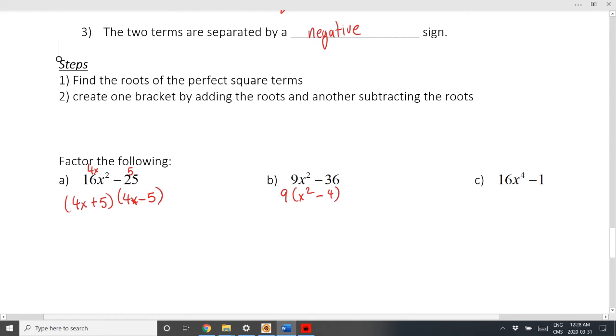And then we have the square root of 4, which is 2. So we can see that it's a perfect square, two squared numbers. It's a binomial, and there's a subtraction in between. So we can use our method here.